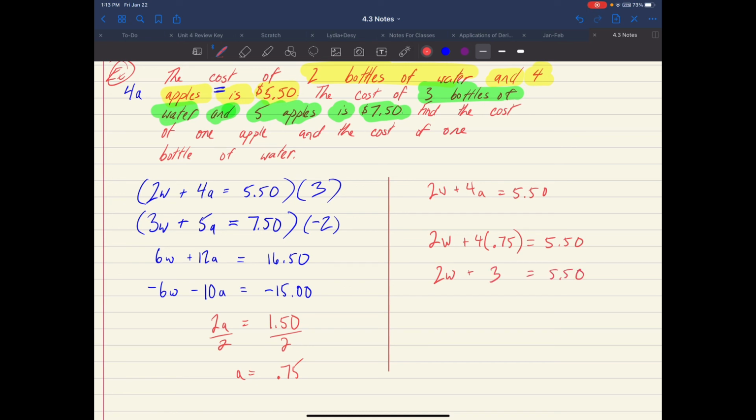And then we just subtract the 3. I do realize I'm going quickly through these parts. That's because we have gone through a lot of this equation solving. Divide by 2. And so W is 1.25. So a bottle of water is $1.25 and an apple is 75 cents.